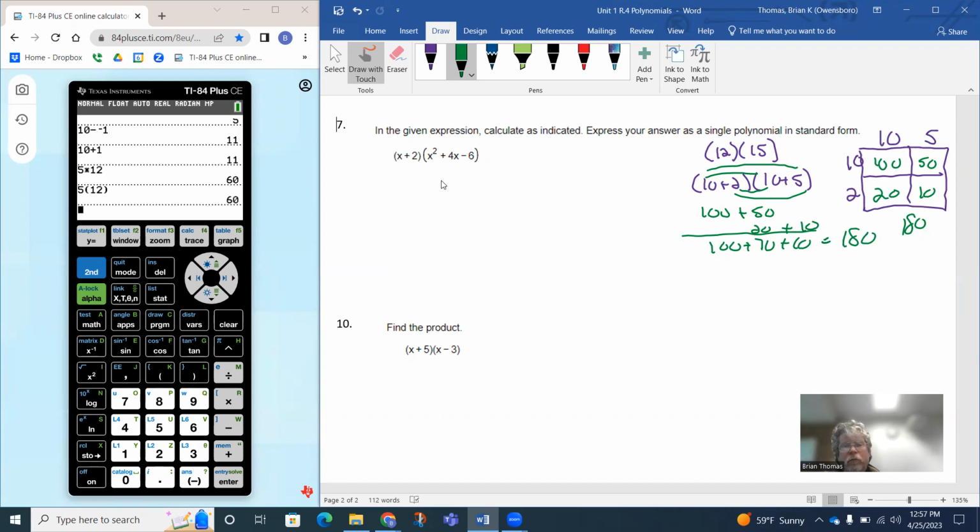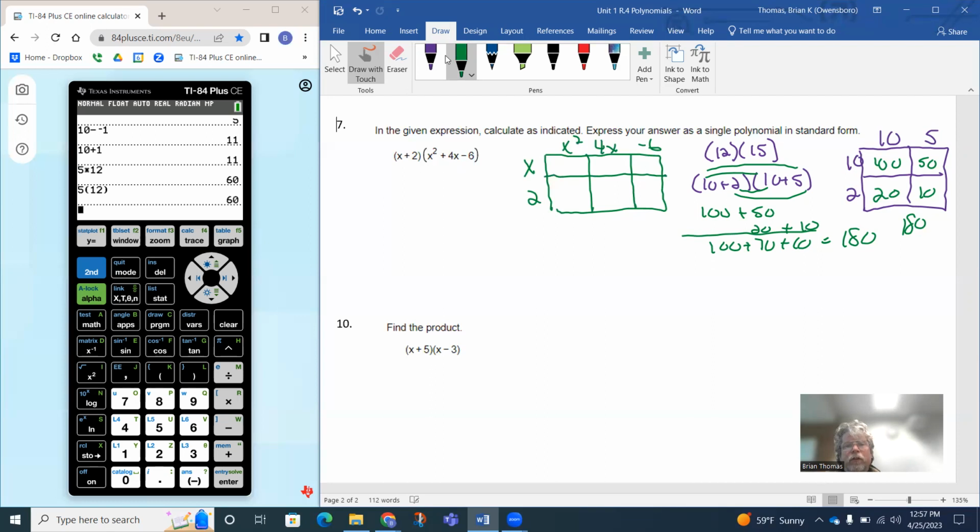So when it comes to multiplying x plus 2 times the x squared plus 4x minus 6, one way of doing it is you could use the box strategy. So if I draw myself a little bit bigger box, notice that the binomial can be on the left side, x and a 2, and the trinomial can be on the top side, x squared, positive 4x, and negative 6. So then I could partition it off.